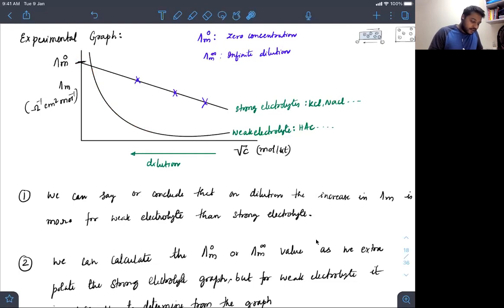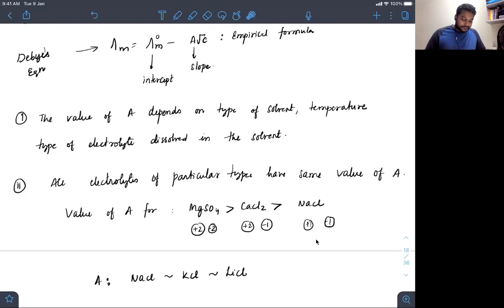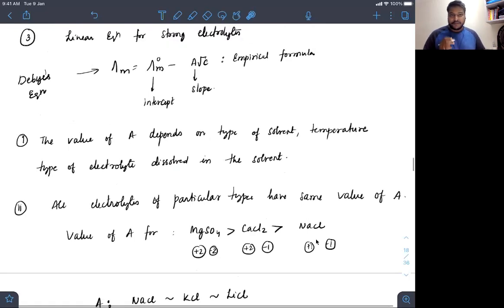But for a weak electrolyte, we cannot find that lambda m naught irrespective of whether you extrapolate. So that value cannot be calculated for weak electrolytes.